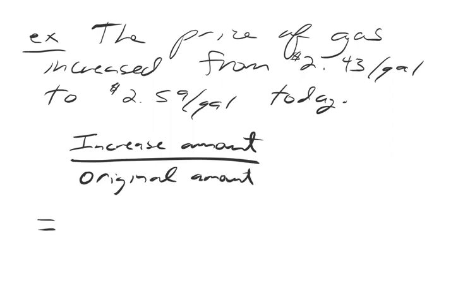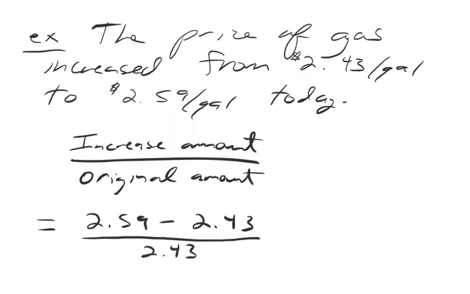Well, the increase amount's really easy to find. You just take 259 and subtract 243. That's how much it increased, divided by the original amount, which is 243. That's what it started at. Let's do that on the calculator here. 259 minus 243, and divide that by 243. And I get 0.06584 going on and on.